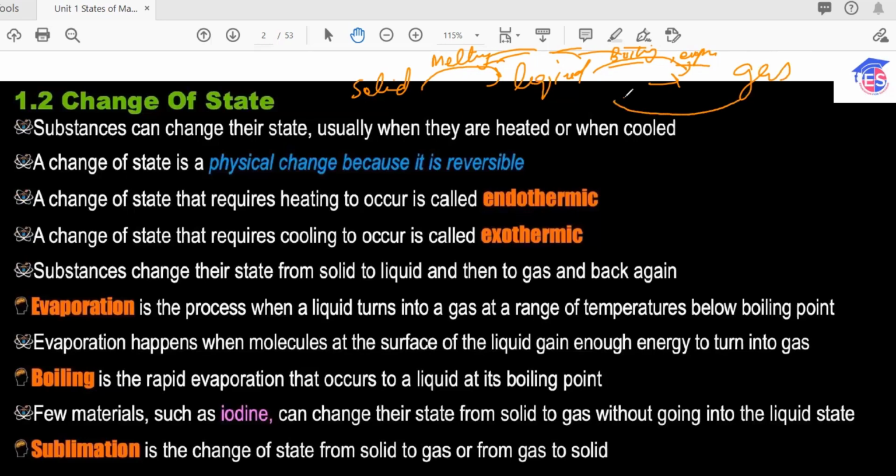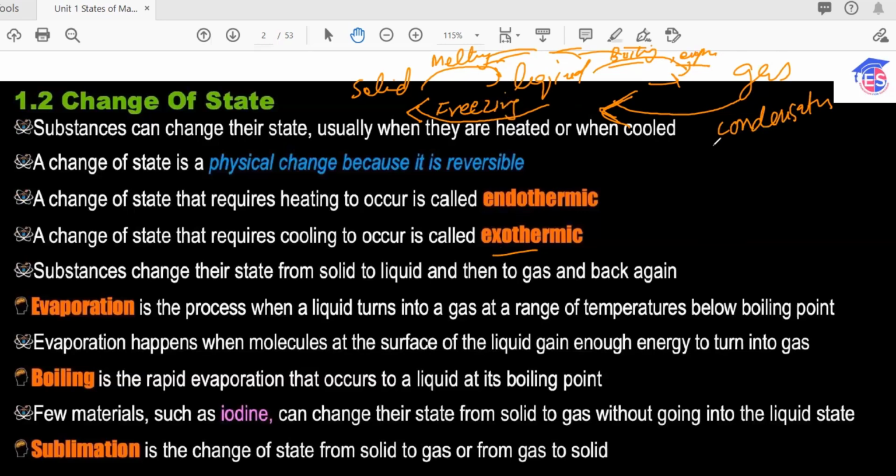Now reverse, gas to liquid. This is known as exothermic, the heat is going out. From gas to liquid, it is known as condensation, and then from liquid to solid, it is known as freezing.